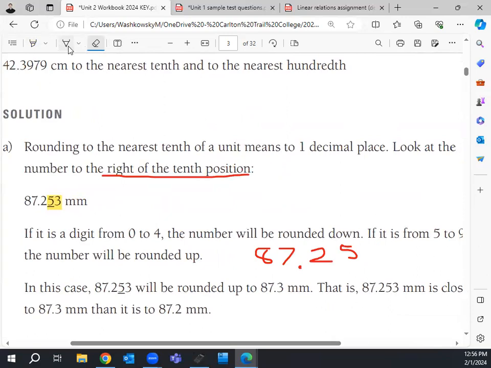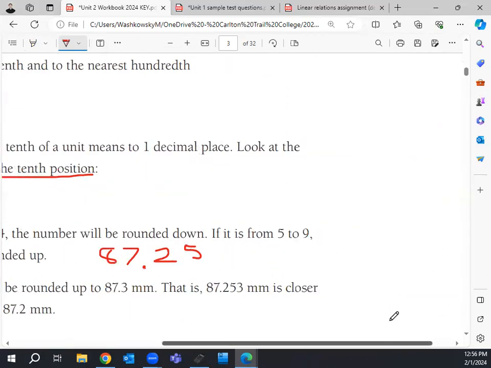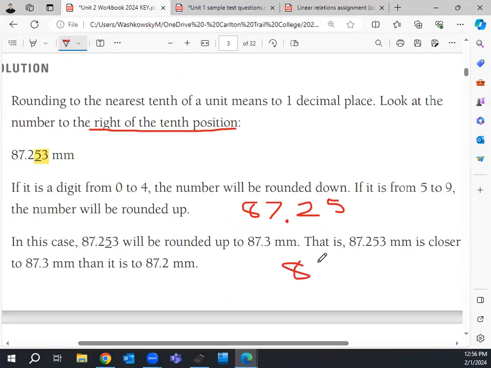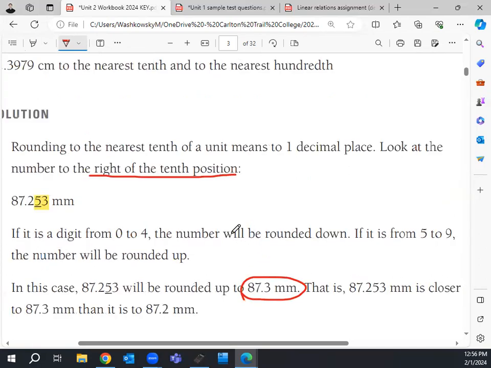But let's say, for example, that this 3 was a 6. It's 5 or greater. If it's 5 to 9, that number's going to get rounded up. So that would turn it to 87.260. And again, we're lazy. We don't write that little 0 there. It would be 87.26. In this case, this number is just going to give you 87.3. Because wait, what? Oh, right. Sorry. I'm looking at my tenths. That's this one.